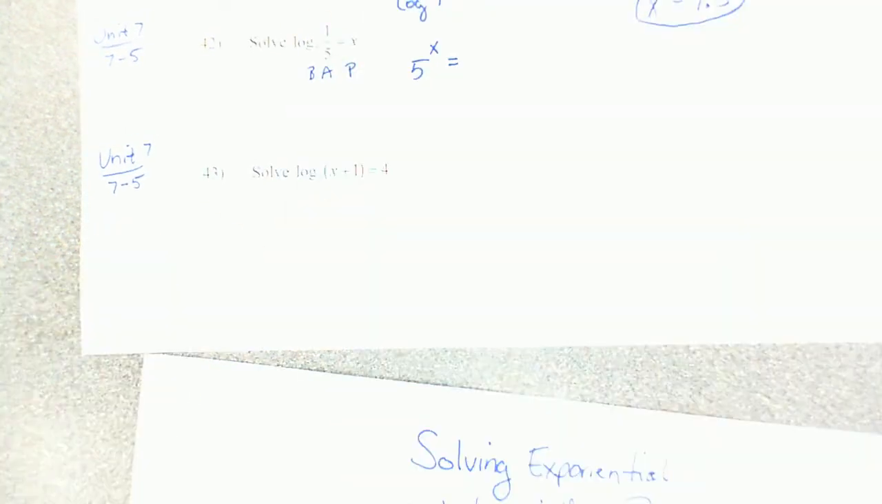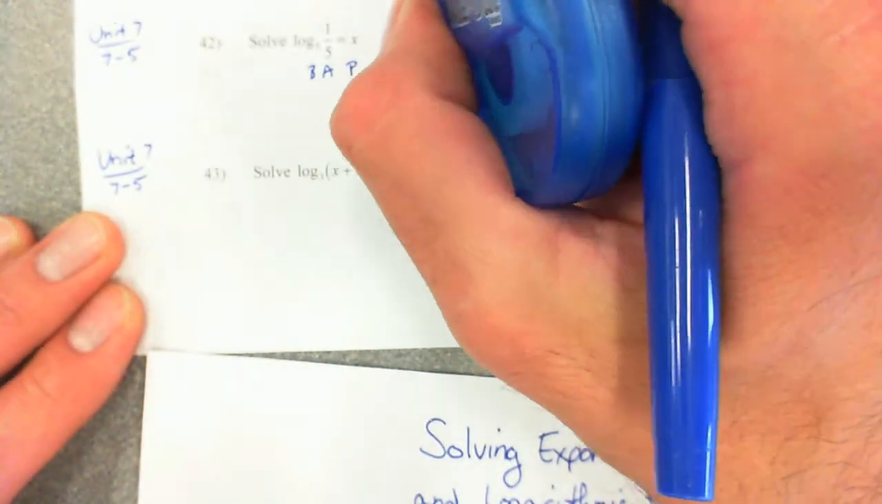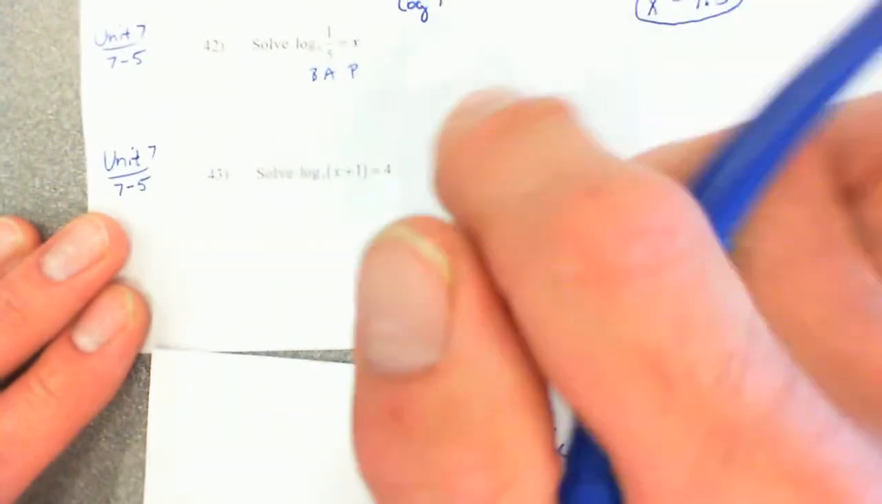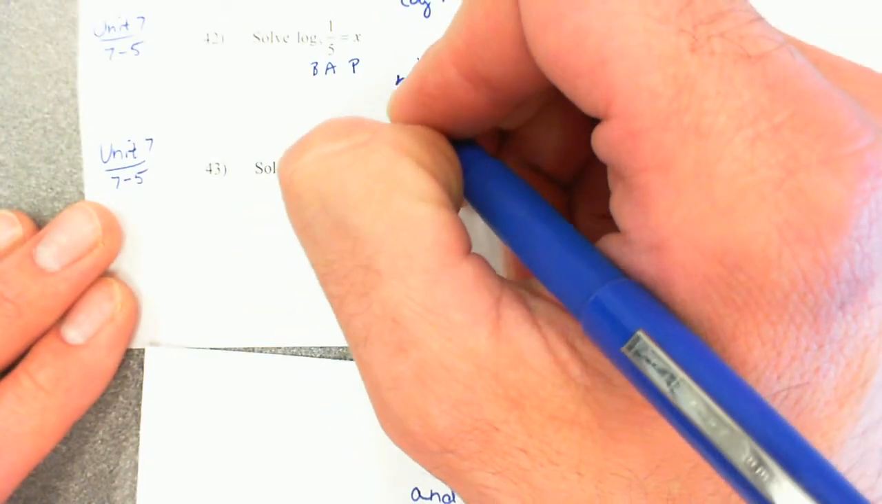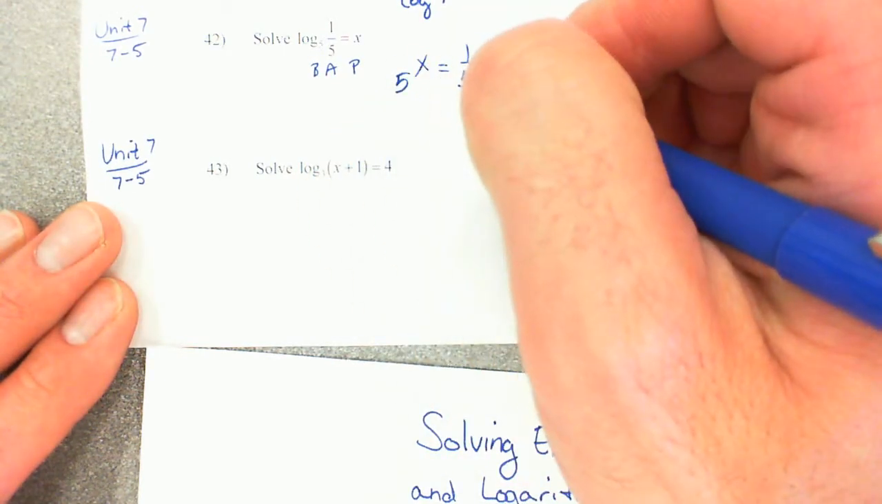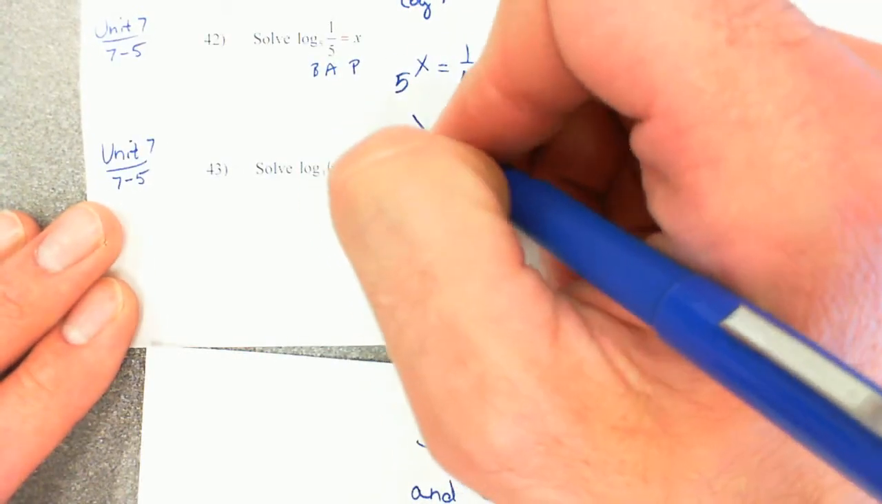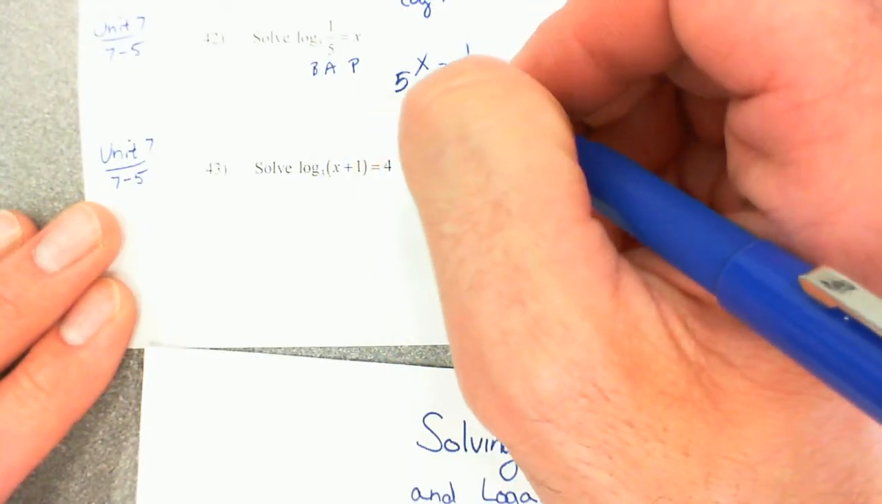equals, oh, you know what? We don't need to do that. All we need to know, this is already solved. 5 to what power gets you 1/5? Well, yeah, I guess we can BAP it. Let's BAP it. This is 5 to what power gets you 1/5? Well, what do you do to the 5 to make it drop down below? You raise it to the -1 power. So this is x equals -1.